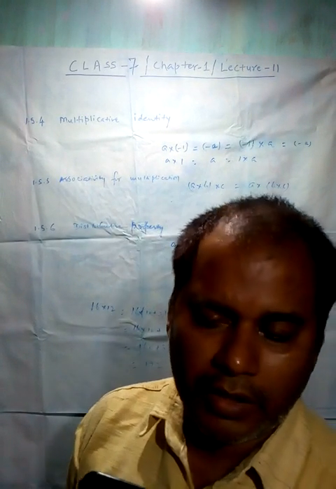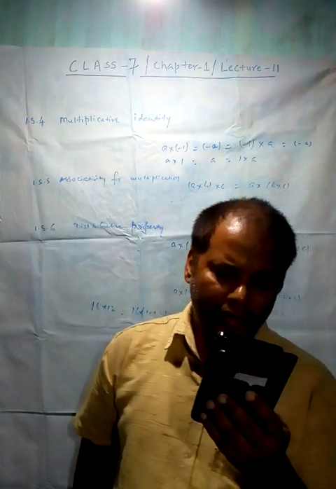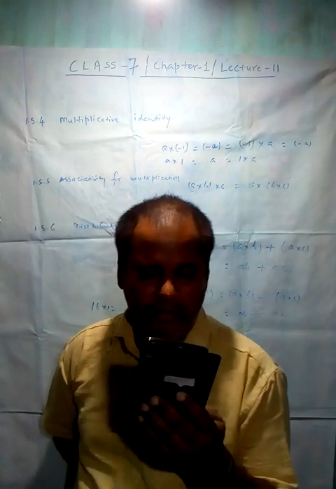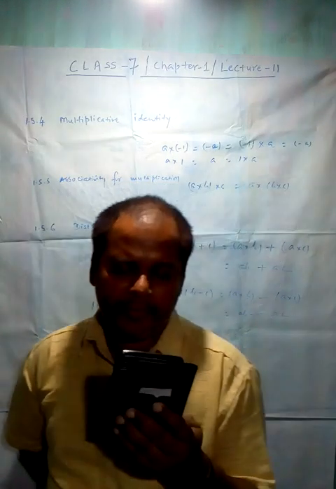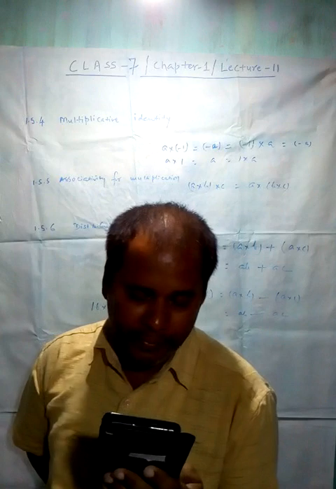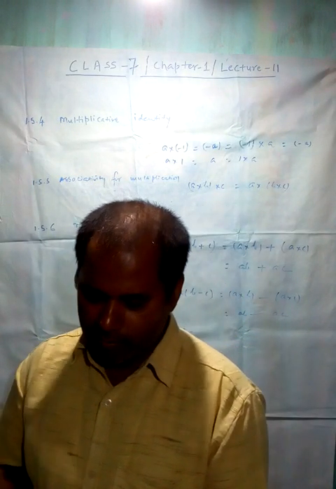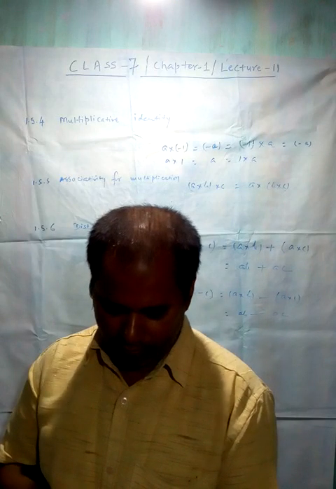Question number 3: minus 23 into 48. You can write here minus 23 into in bracket 50 minus 2, and then minus 23 into 50 minus 23 into 2, and the answer is minus 1104.